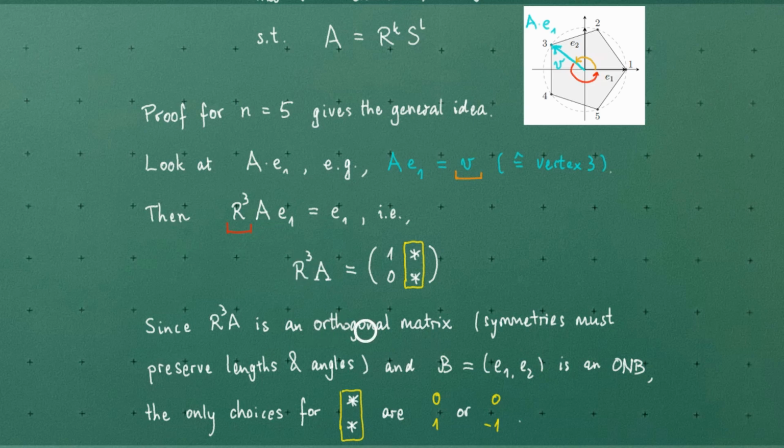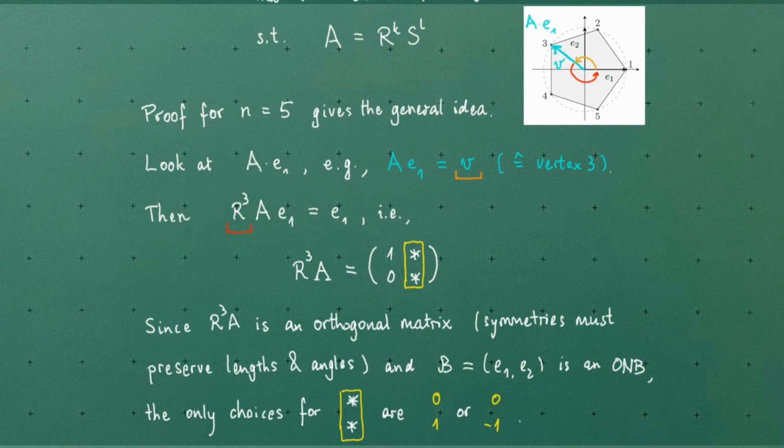So it must be an orthogonal matrix, because symmetries must preserve length and angles, otherwise they could not be symmetries of the n-gon, and this is exactly what orthogonal matrices do. And now it's important that we have chosen this basis, E1, E2, they form an ONB, an orthonormal basis, because they are orthogonal, obviously, and they both have length 1, so they are normed. So they are an orthonormal basis.